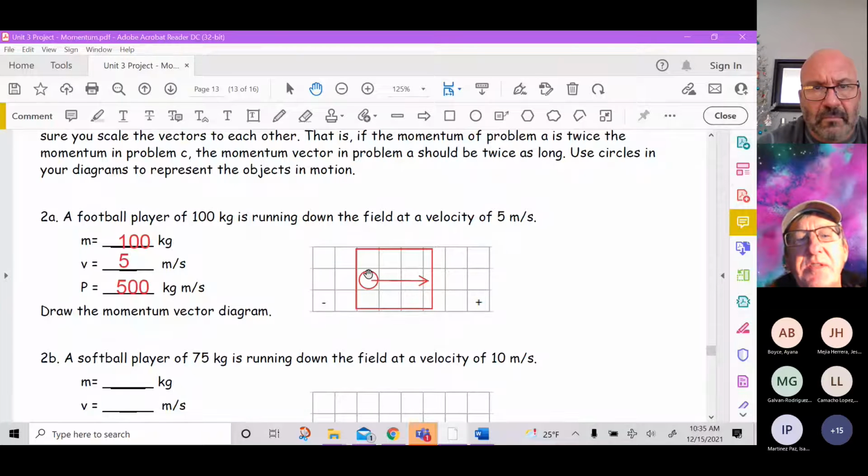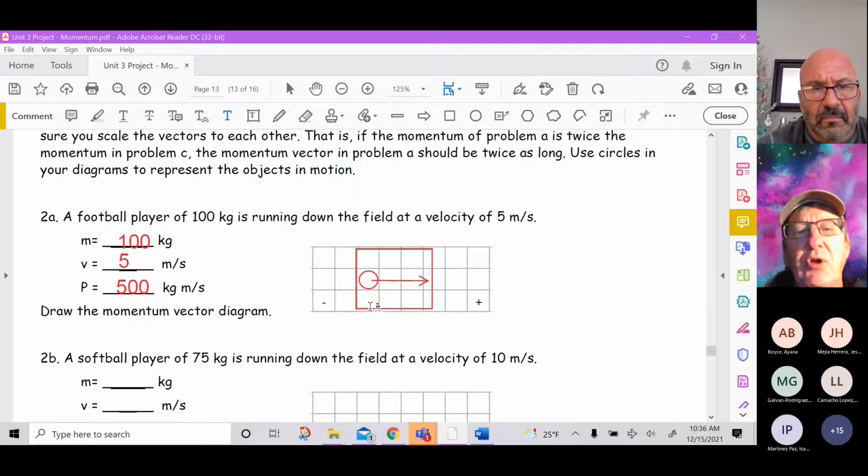I want to remind you that there should be three things drawn here. There should be the object, and the heavier it is, the bigger it is. There should be an arrow. The faster it is, the longer it should be. And then there should be a boundary. Okay?